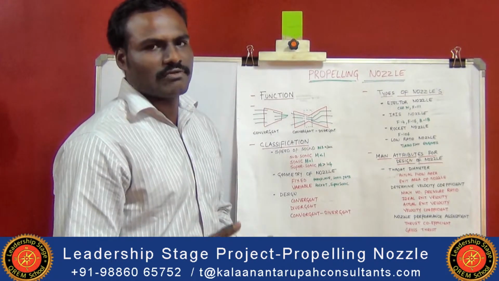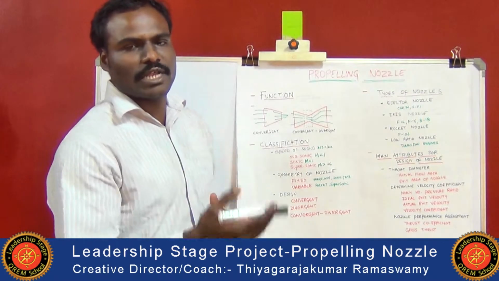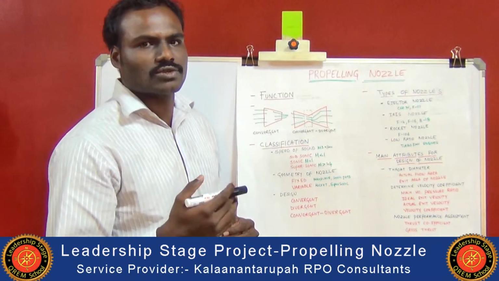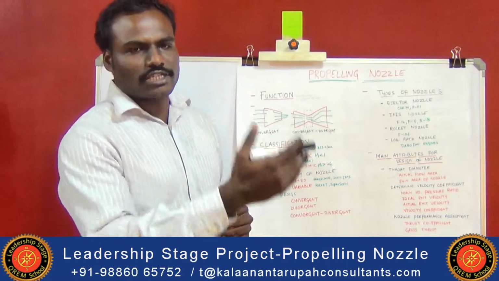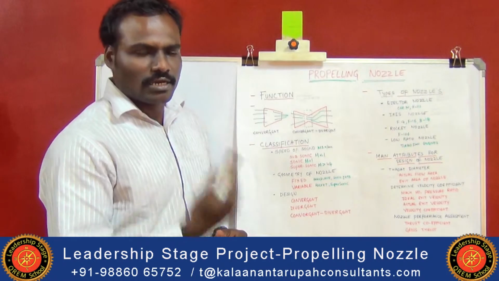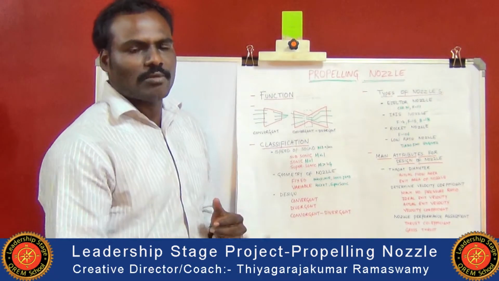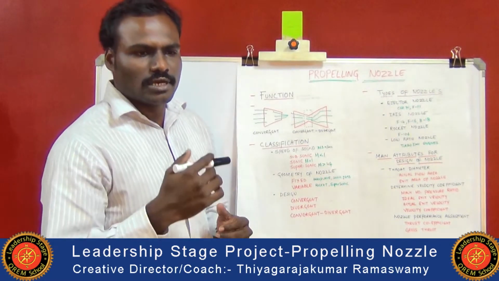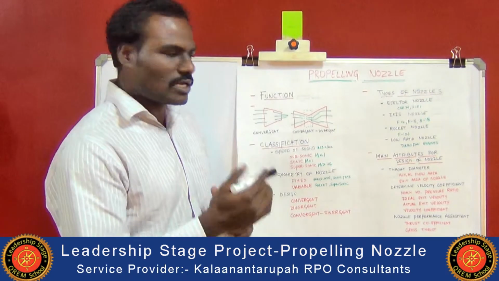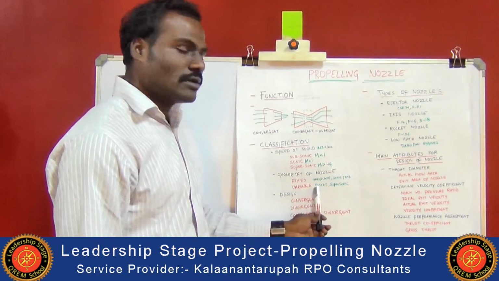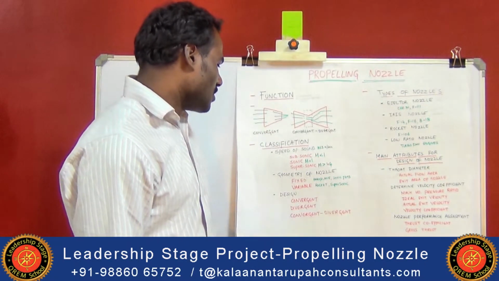In the variable nozzle, we can increase or decrease the throat diameter. With respect to the thrust, we calculate the actual diameter of the nozzle, so we need to find out what amount of thrust we expect in order to propel the aircraft. With respect to that, we decide the nozzle diameter as well as the throat diameter of the variable geometry nozzle.